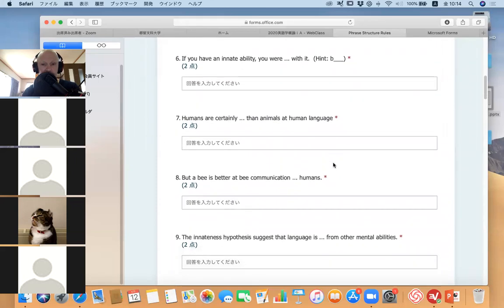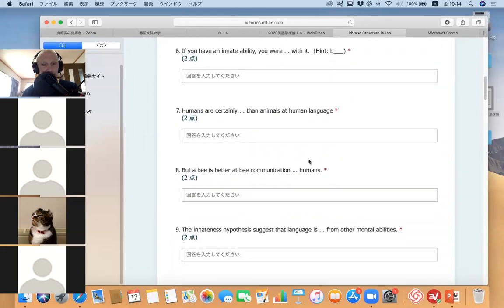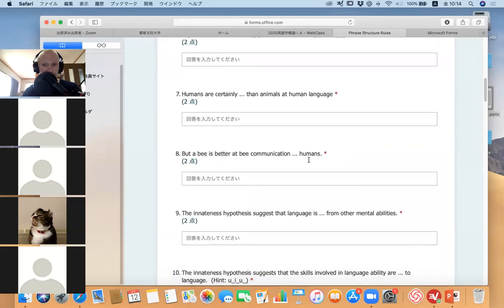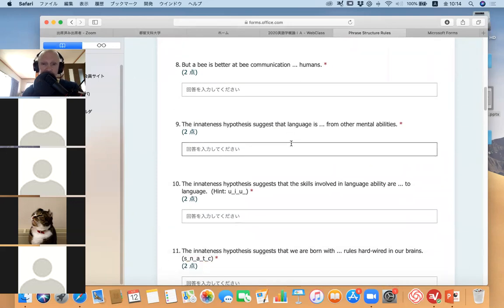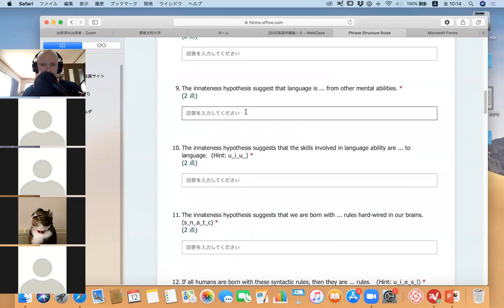Humans are certainly better than animals at human language, yeah? But a bee is better at bee communication than humans, okay? These are really easy things, right? The innateness hypothesis suggests that language is separate or different from other mental abilities, okay?